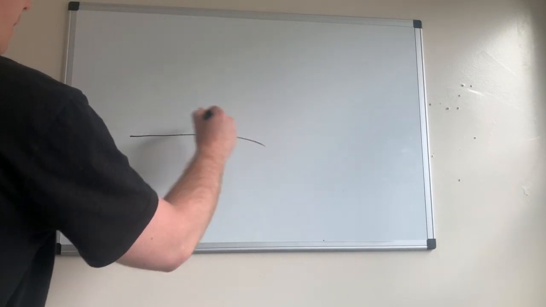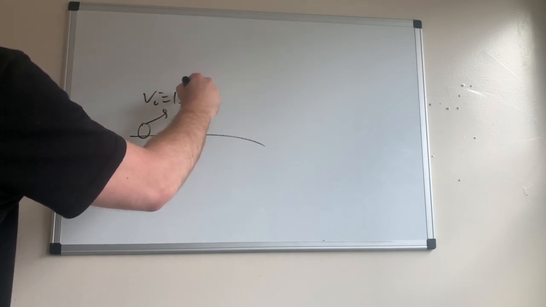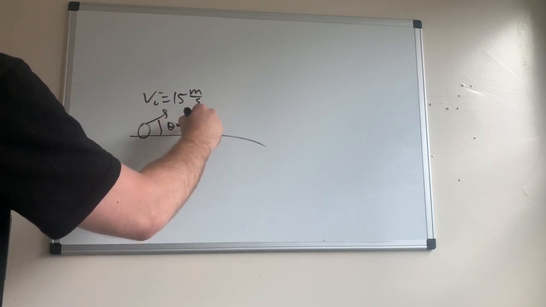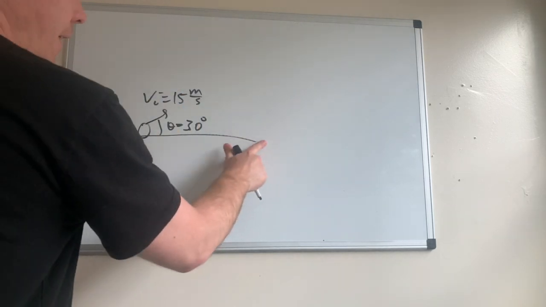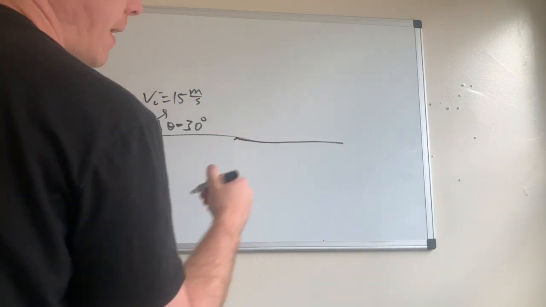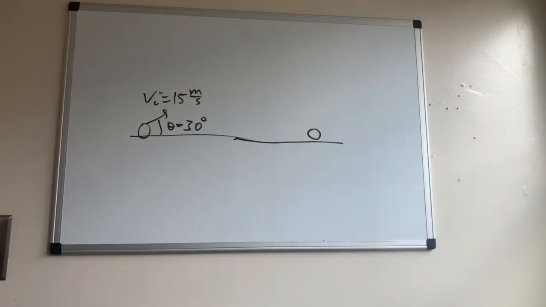So in this one, we're told that a soccer player kicks a ball at a speed of 15 meters per second. The angle with respect to the horizontal is 30 degrees. And we're asked, how long will it take the ball to hit the ground, assuming the ground is flat? So we just need to figure out the total time it's in the air.